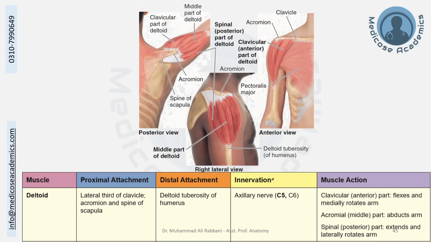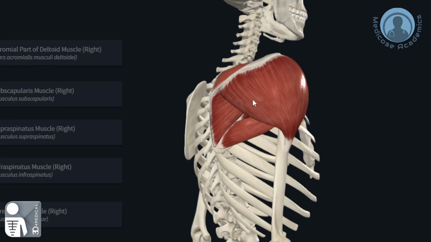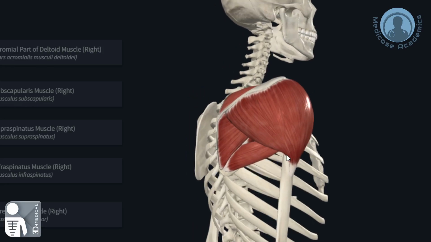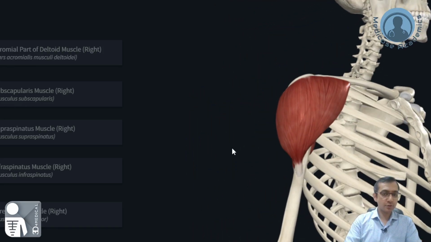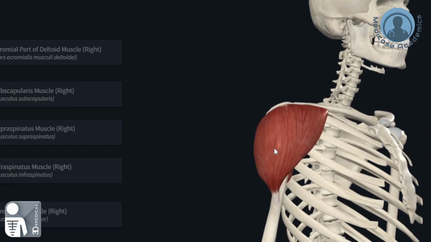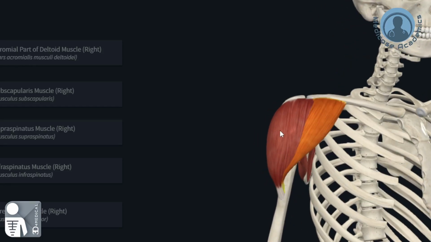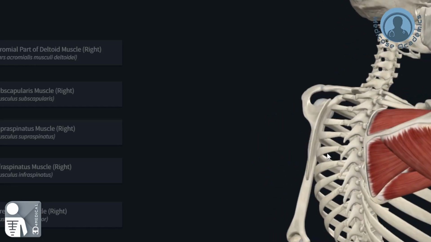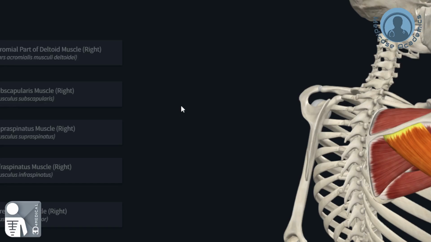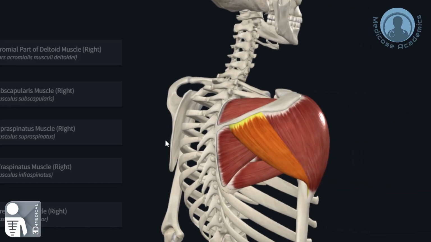The deltoid muscle. The deltoid is the large muscle that forms the contour of your shoulder joint, all this part. So this is the deltoid muscle, and it has the anterior part, it has the acromial part, and it has the posterior part. You can see well here. Let us break down its origin and insertion.